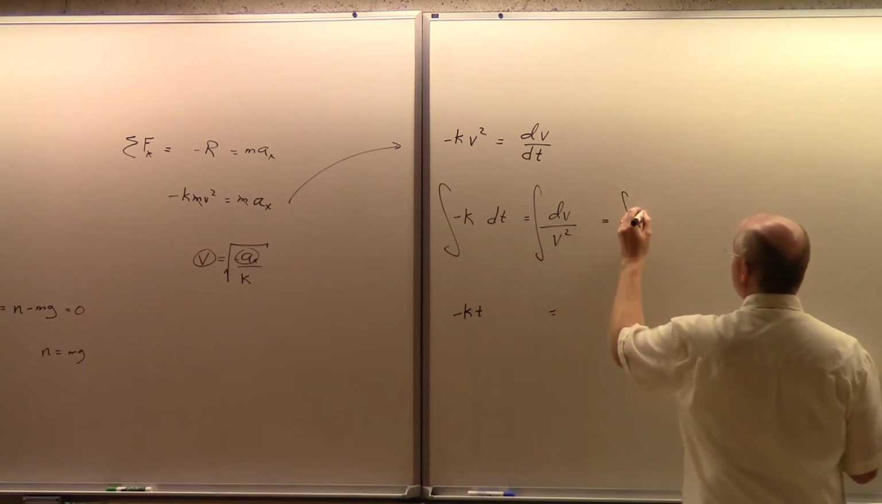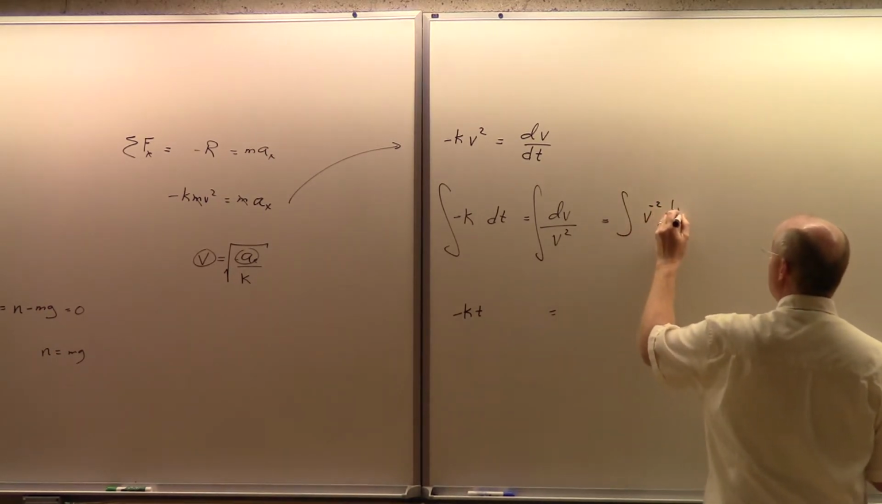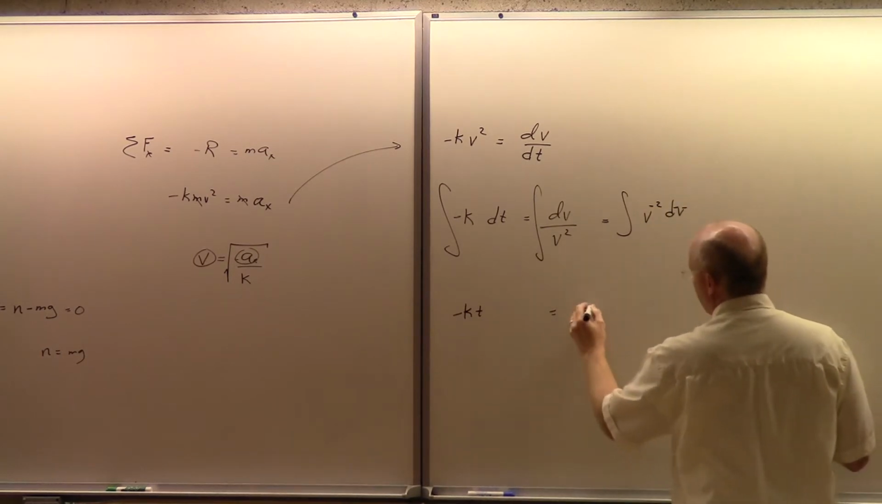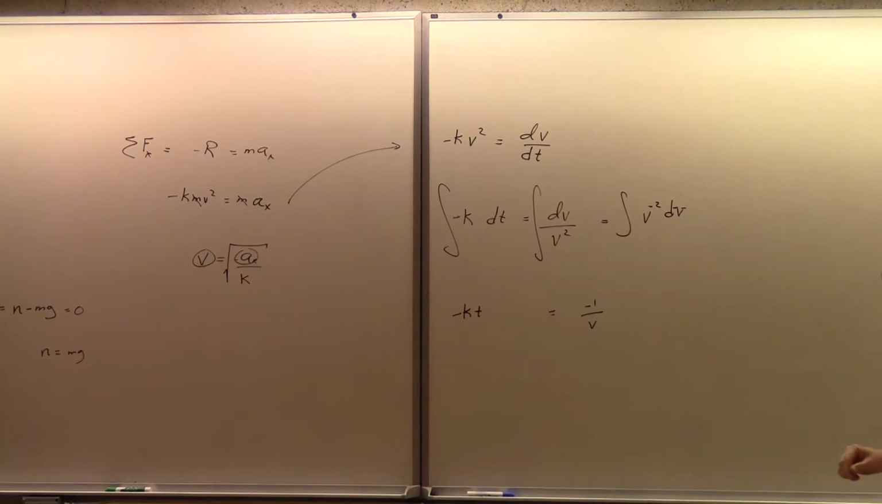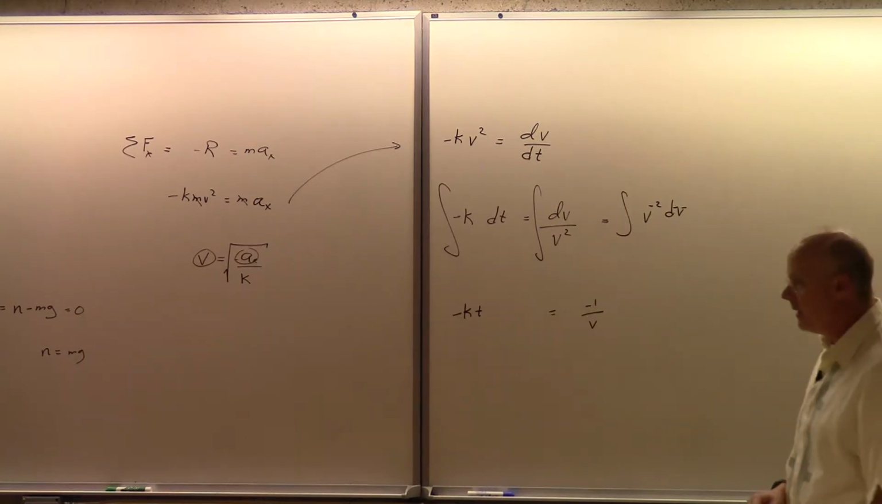Okay, so you might want to think of this as v to the negative 2. How's that? Yeah, so negative 1 over v, right? Okay, now I'm not quite done, right? You wouldn't stop here. What am I missing? Right, plus the constant of integration.